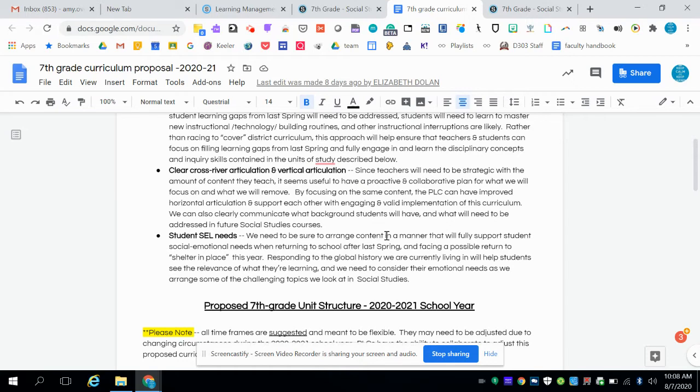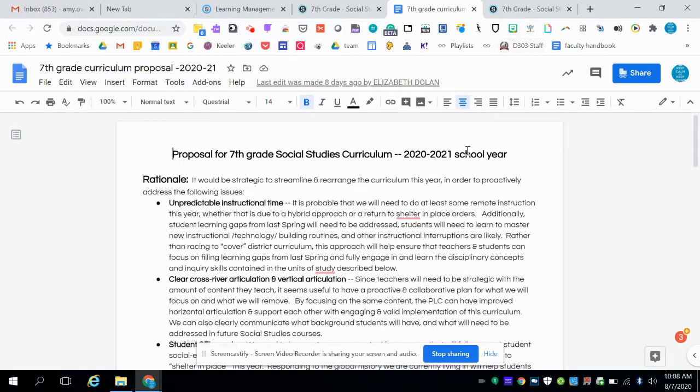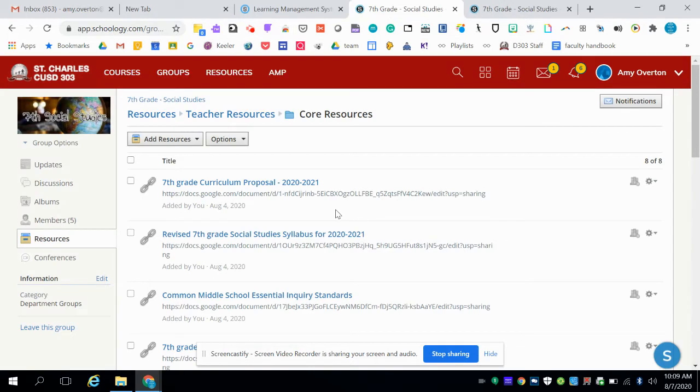So both 7th and 8th grade have a revised unit structure, and it's sitting here. It's a recommendation. If you and your PLC feel that you need to do something different, then by all means do that. This was just meant to be supportive and a proposal to start your thinking. The 7th grade social studies syllabus and the 8th grade social studies syllabus that you'll see in the 8th grade folder are the same as what's posted in the parent one, and it's based on this curriculum proposal.